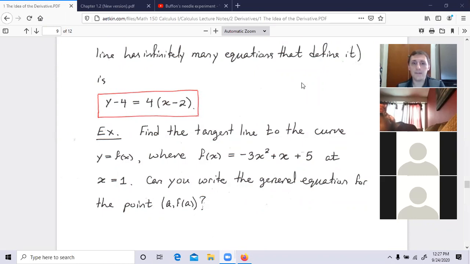And guys, if you figured it out for 1, I want you to try to figure it out for the general a, f of a. How are you going to use that mx plus b to find the slope? You need m. The slope is 90% of the effort, find the slope.